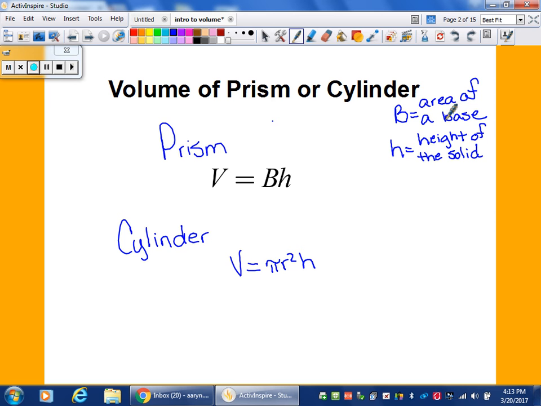Okay? Now for a cylinder, we can take that formula, big B times H, and plug in pi r squared for the big B, because it doesn't matter what size your circle is on a cylinder, you're always going to use pi r squared. So pi r squared H would be the proper formula for volume of a cylinder.